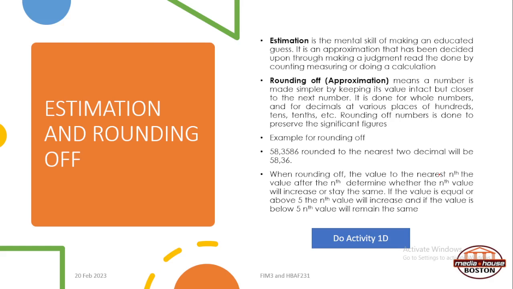In terms of rounding off, it says that rounding off means a number is made simpler by keeping its value intact but closer to the next number. It is done for whole numbers and for decimals at various places of hundreds, tens, and tenths. To understand rounding off, you also need to understand place value, to know what you are rounding the number to the nearest. This is where rounding off and place value come into play, if you have the following number.